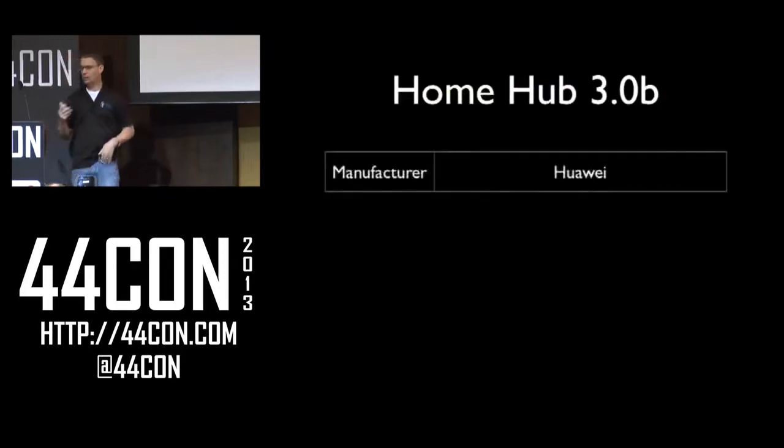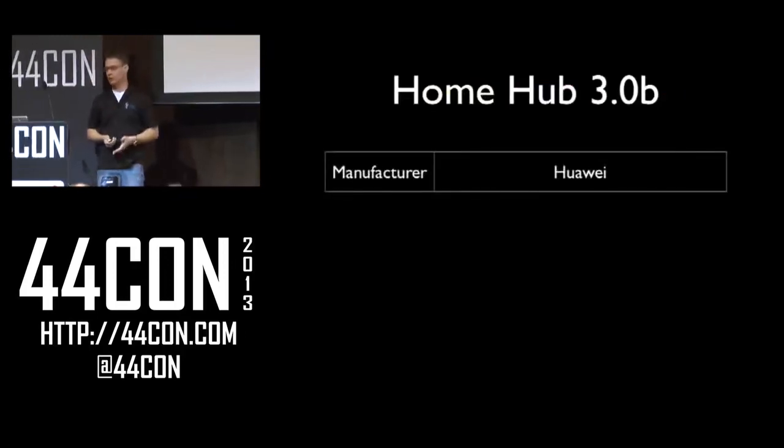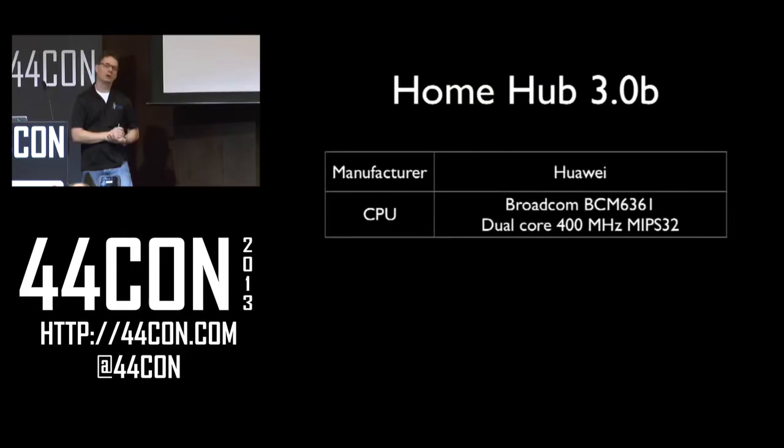The Home Hub 3.0b is manufactured by Huawei, but to say it's made by Huawei is somewhat of an oversimplification, because as is the case with a lot of these embedded devices, the chipset manufacturer actually does a lot of the hardware engineering, and develops a large portion of the SDK. The chipset manufacturer in this case is Broadcom.